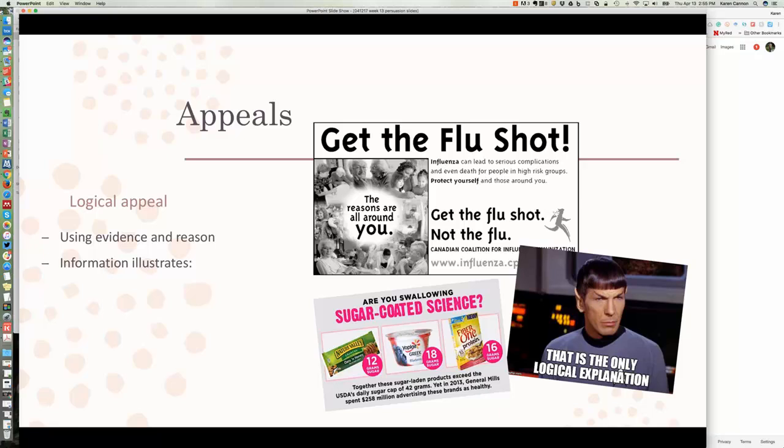Get a flu shot, you can protect yourself, you can protect those around you. Sorry for the Spock reference, but I thought you might appreciate a little chuckle there.